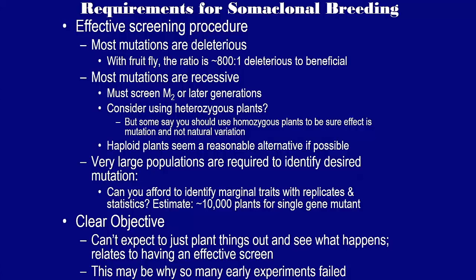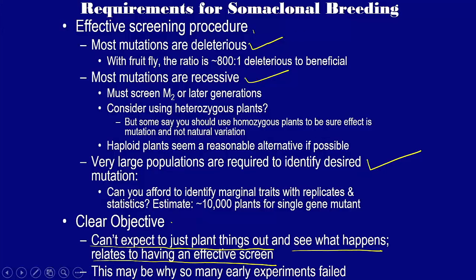Then effective screening procedures. Here, most mutations are deleterious, most mutants are recessive, and very large populations are required to identify desired mutations. As far as clear objectives are concerned, somaclonal breeding can't expect to just plant things out to see what happens; it relates to having an effective screen. This may be why so many early experiments failed. So this is somaclonal variation.